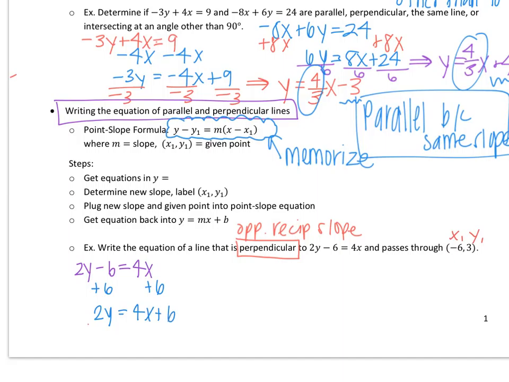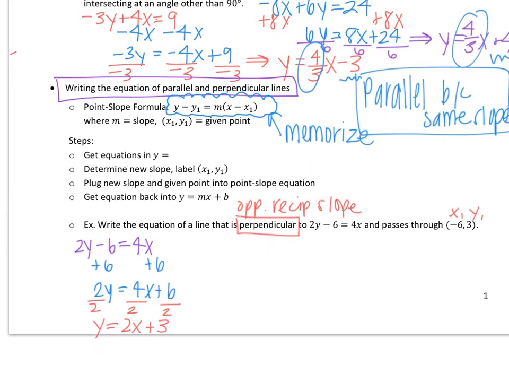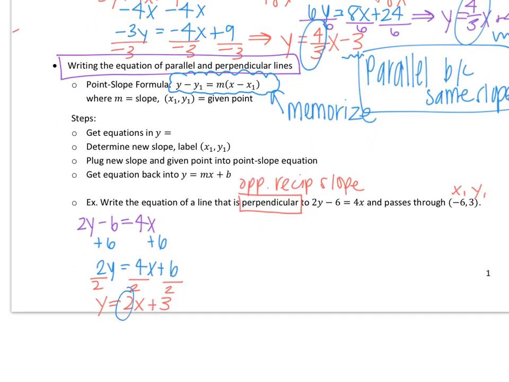After that, we divide by 2. So now the equation becomes y equals 2x plus 3. From here, we identify the slope in this equation. That's the 2. But now my new slope, we said, remember, needs to be an opposite reciprocal. So 2 gets flipped upside down to become 1/2, and now also gets negated. Remember, oprecip means flip and negate.